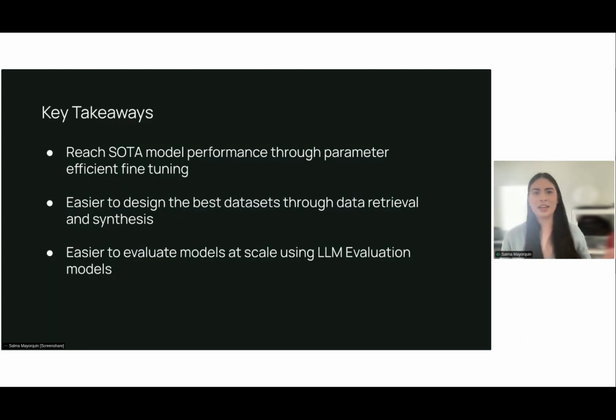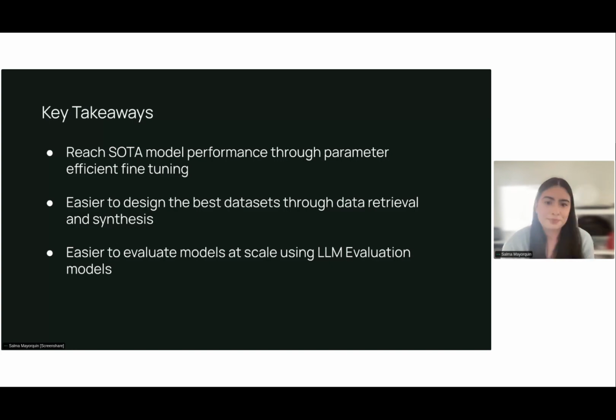All right. If there's anything you take away from this presentation, these are the tips that I want you to keep in mind. What we want to convey is that you can reach state-of-the-art model performance through parameter-efficient fine-tuning. Unlike the previous decade of machine learning development, where you needed plenty of resources such as data, compute, and plenty of teammates to get something off the ground, nowadays with generative AI, it's possible to get a model customized to any use case with very little resources. We're going to dive into that more in the conversation. Along with that, generative AI has also made it easier for us to design data sets. We're able to use data retrieval and synthesis through generation to make better data sets for training. And lastly, another very important topic we'll cover is that it's getting easier to evaluate models at scale using LLM evaluation. We're going to dive into all of these in more detail in just a moment, but keep these top three topics top of mind.